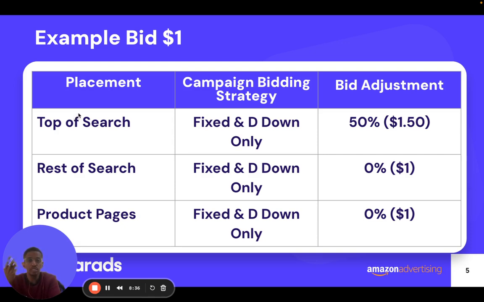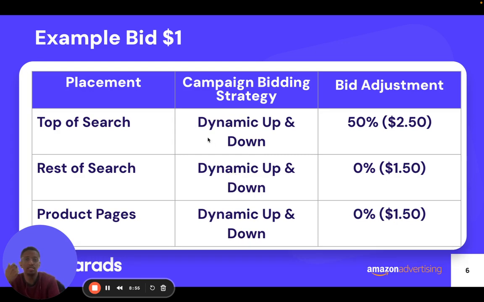Now, if you decided to have 50% at the top of search and then 0% on the rest of search and product pages, you have a bid of $1, you're likely to pay $1, or if it's dynamic down only, less than $1 to appear in those positions. So if you were to now, however, look at dynamic up and down, let's just say if you were to have a 50% bid adjustment on top of search and 0% on rest of search and product pages, that $1 you use, you could potentially be paying $2.50 to appear at top of search.